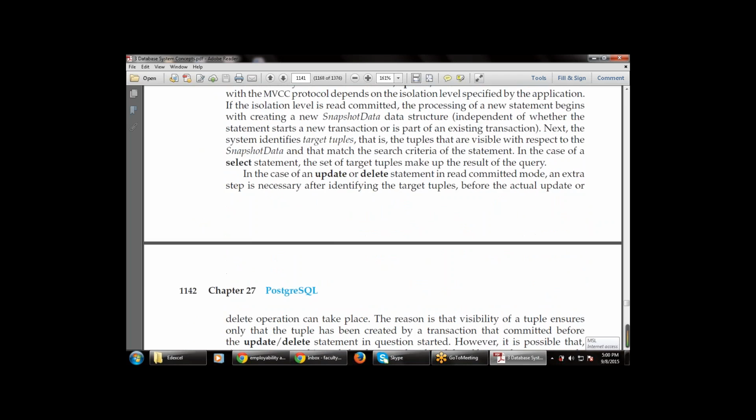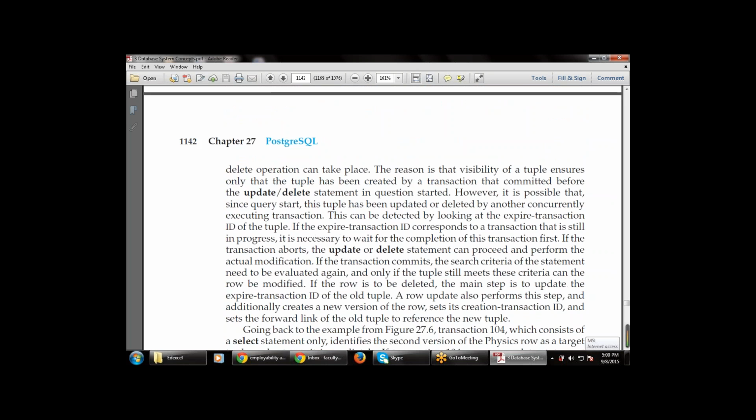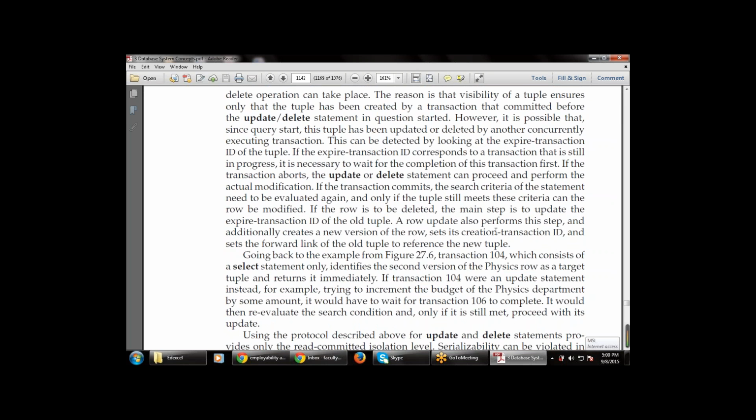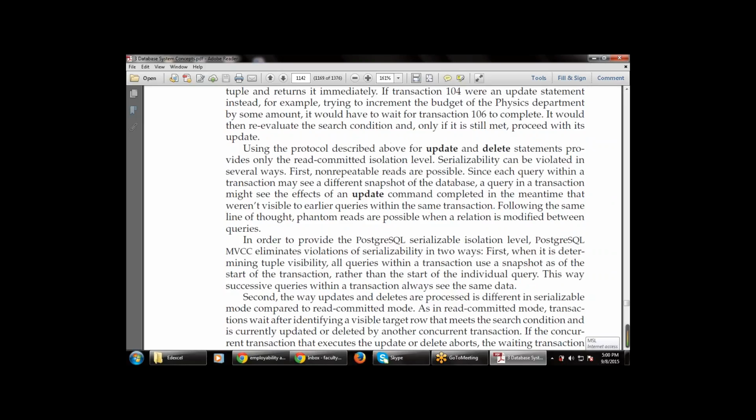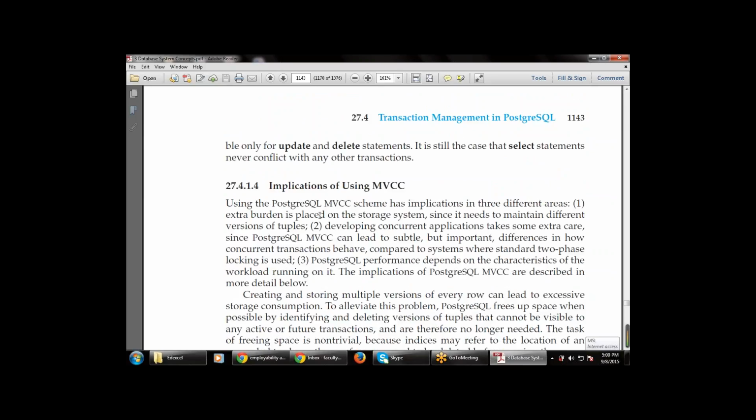These are the various operations used here: the insert, select, update and delete statements. So these are the various statements used with PostgreSQL. The update or delete statement can proceed and perform the actual modification. The update is used for updating the content, and there is also a delete operation to delete the value. The next is the implications of using MVCC, that is, what are the various implications of using MVCC.